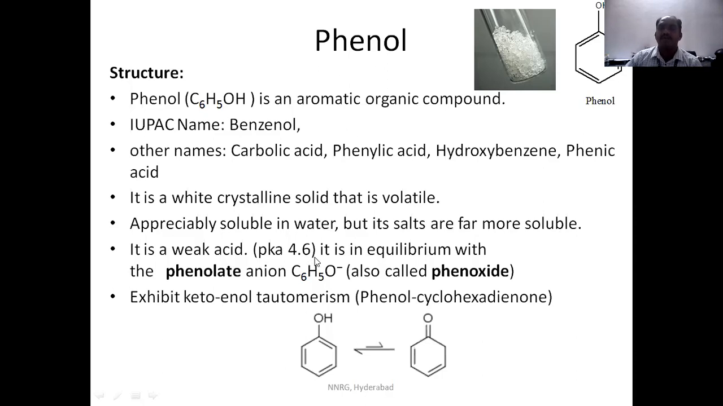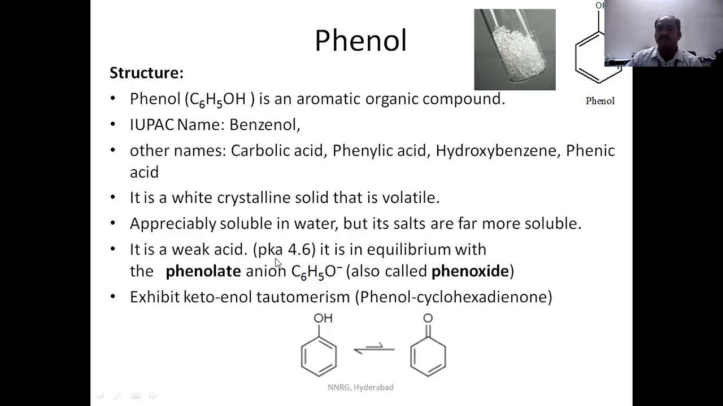Phenol is a weak acid, having a pKa value of 4.6. Phenol is a weak acid because it has the tendency to lose a proton effectively. Why? Because when you compare phenol and phenoxide, phenoxide is more stable, because the lone pair of electrons on oxygen enter into the aromatic ring and delocalization takes place effectively. So phenoxide is more stable than phenol.